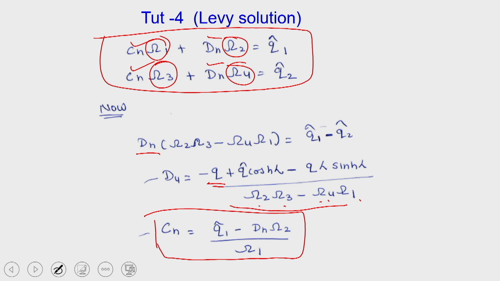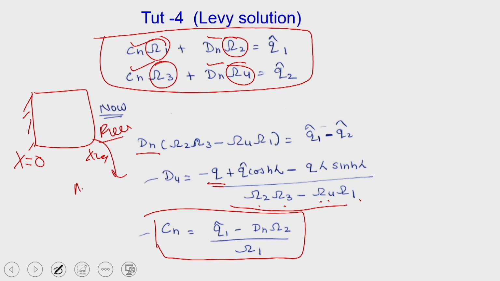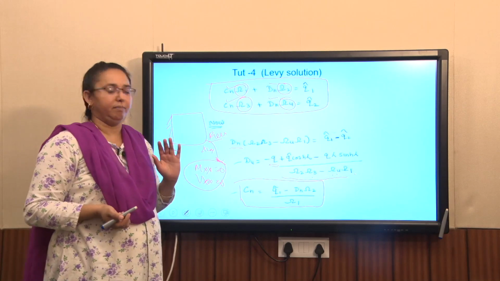Now we have evaluated all the constants for a particular boundary condition, that x is equal to 0 is clamped and x is equal to a is clamped. Suppose I ask x is equal to 0 is clamped, but x is equal to a is free or simply supported. Free. So for this case, moment and Vxx need to be specified. So their boundary conditions will be different and some different kind of variation may come, but the procedure remains the same.